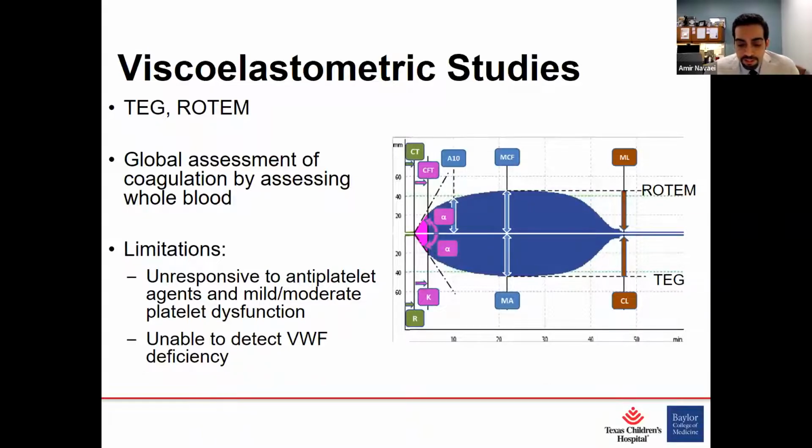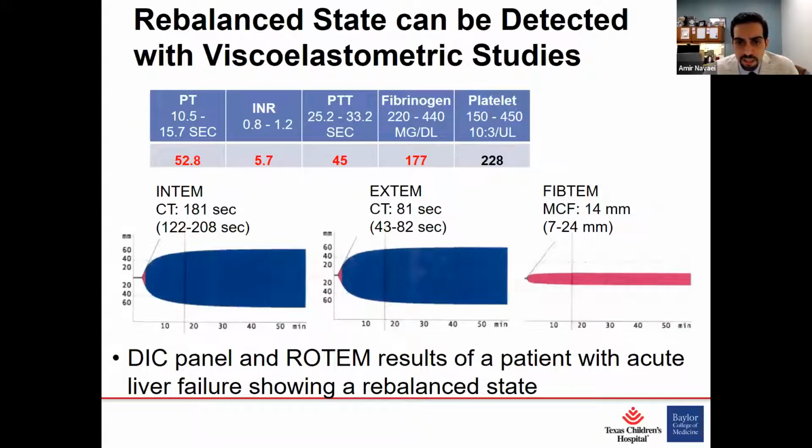Viscoelastic studies such as ROTEM and TEG, on the other side, provide a global assessment of coagulation by using whole blood. This graph demonstrates the standard ROTEM output that we are currently using in our institution as well. There are some limitations with these studies as well. One of them is that they're insensitive to mild to moderate platelet dysfunction and unable to detect von Willebrand factor deficiency. However, they are able to provide a wide range of information, from the adequacy of the coagulation factors by measuring the time to clot formation, as well as the strength of the clot, which is mainly affected by the fibrinogen, factor 13, and platelet concentration and activity.